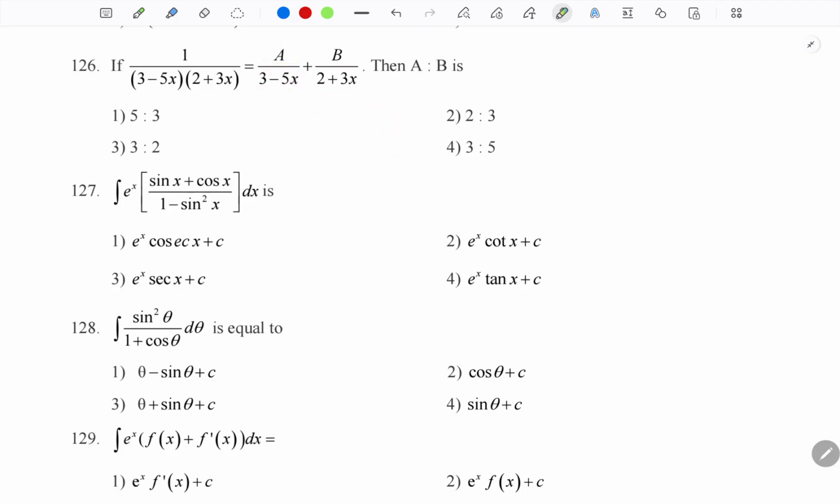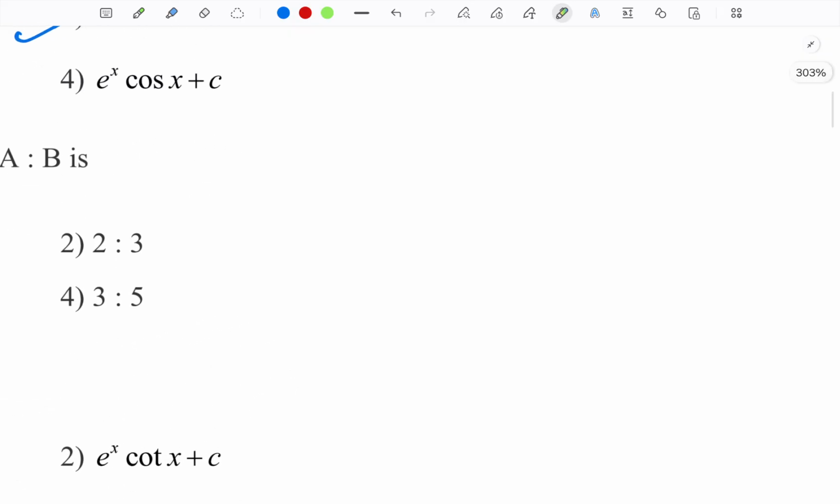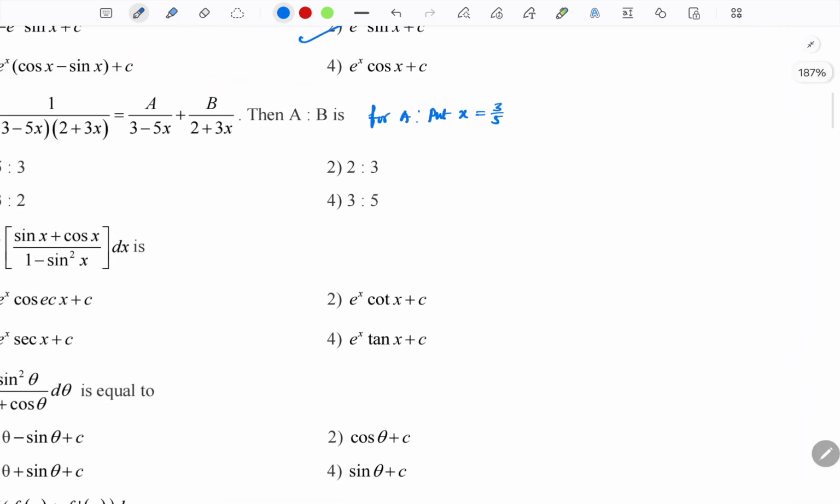First observation, students. For this question I will write the full solution here. For a, put x equal to 3 by 5. Substitute that x value here. Then observe when the other factor goes to 0: x equal to minus 2 by 3, where 3 cancels, and 2 minus 2 goes to 0. That time substitute minus 2 by 3 here, and you will get the b value.